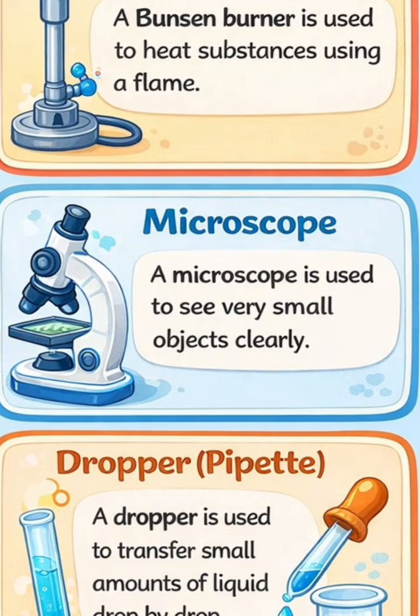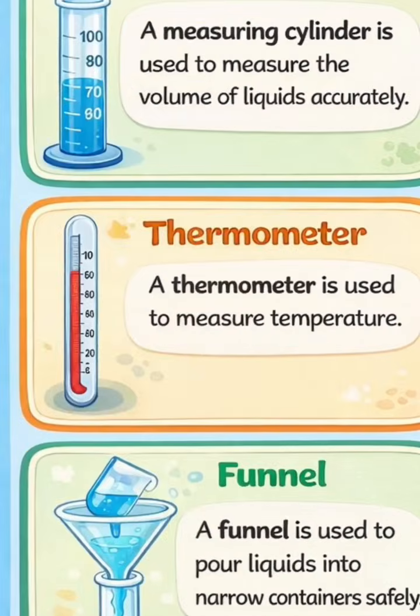Microscope. It's so common. We see it in schools, in our labs. So, we use it to see very small objects clearly. They might not exactly be objects, but for example, it can be microorganisms.